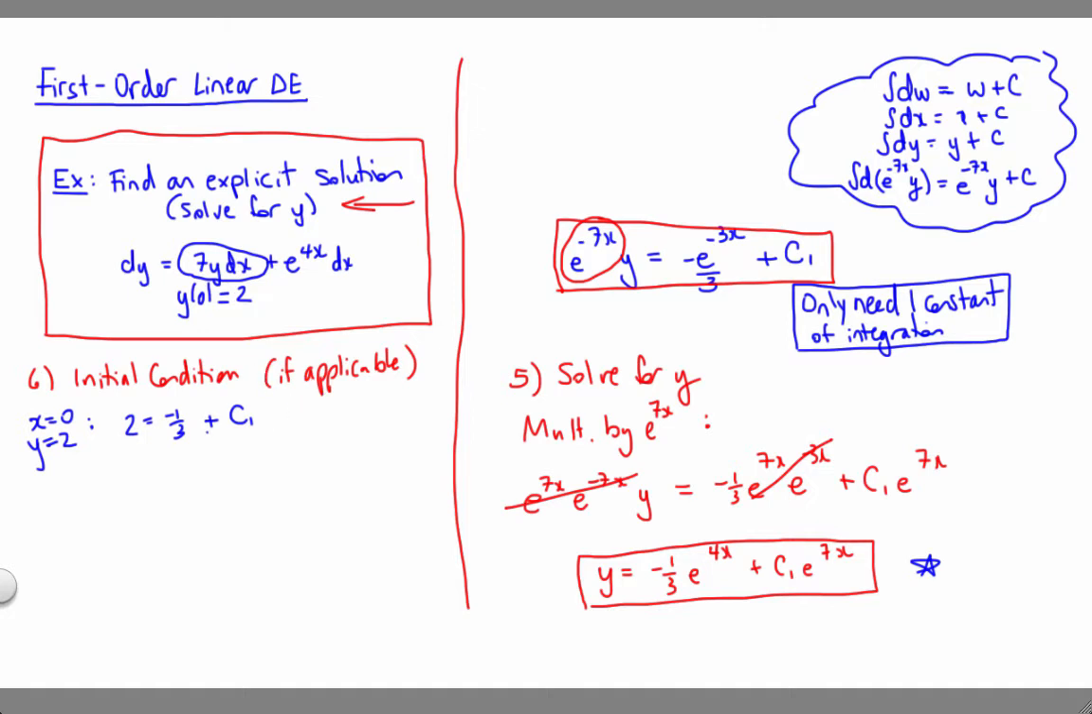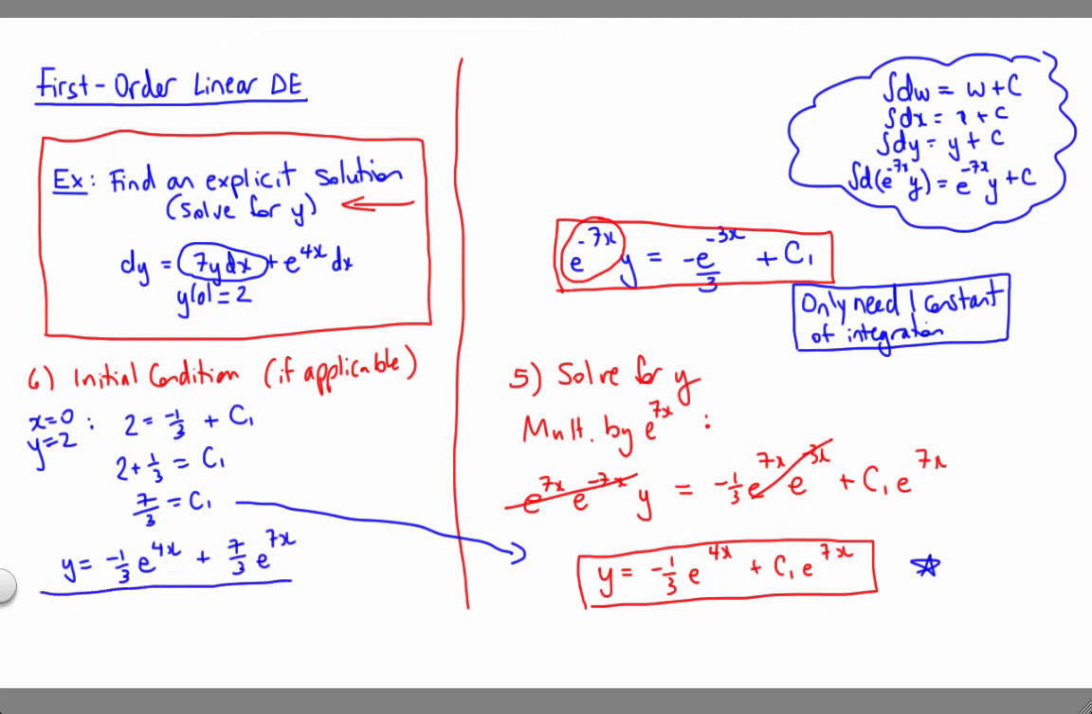Okay, so there we go. Let's solve for c1. We'd have 2 plus 1/3 is equal to c1. So in other words, c1 is 7/3. Now that we know that, we're going to take that information, plug it back into our most recent version of y, and we'll have our final answer. So y equals minus 1/3 e to the 4x plus 7/3 e to the 7x.